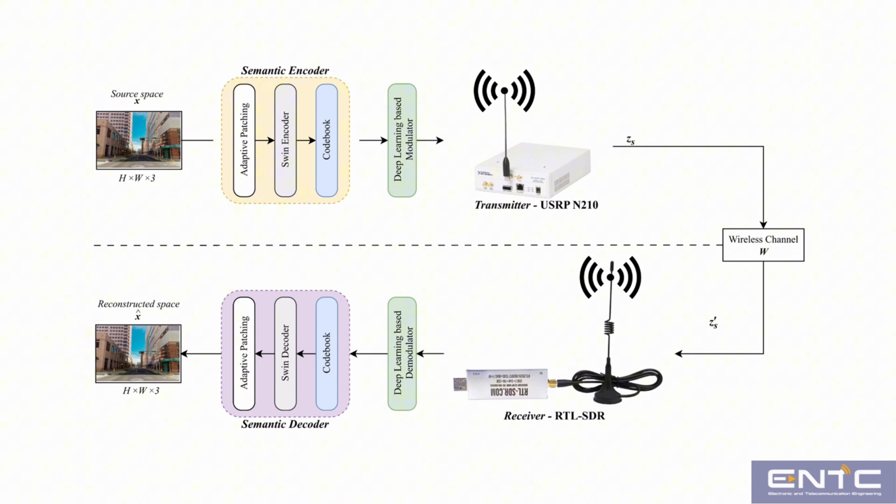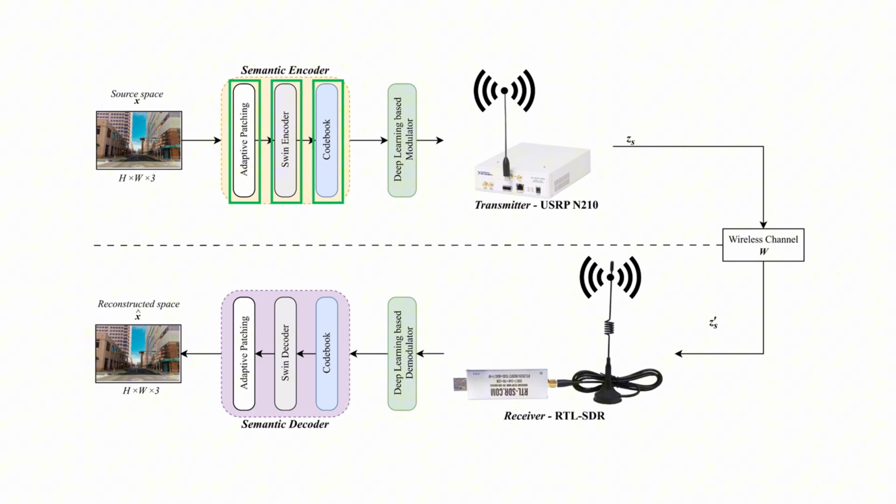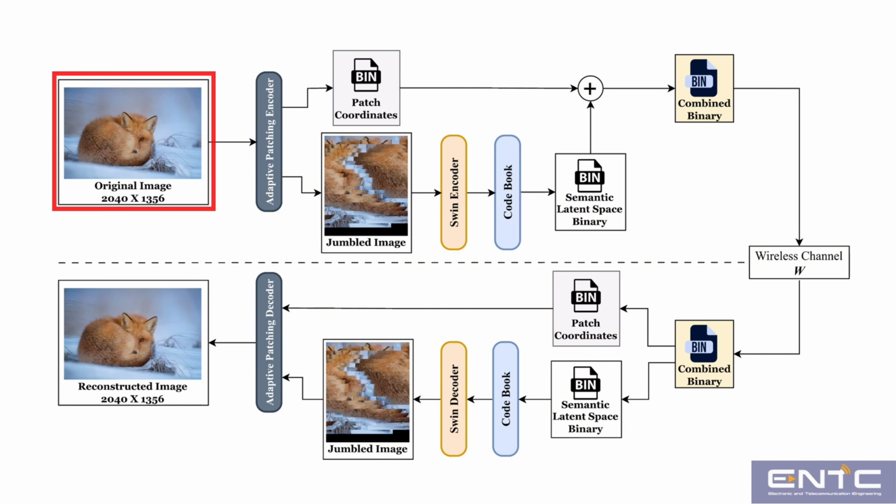Here we mainly focused on semantic feature extraction. Our major contributions are adaptive patching implementation, SwinJSCC encoder, and codebook. Let's dive deep into how we implement it. Initially, the source image is passed through the adaptive patching module.